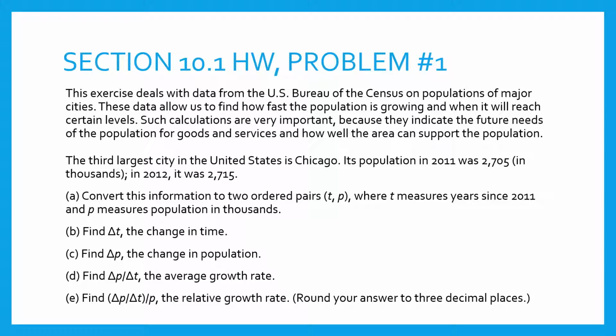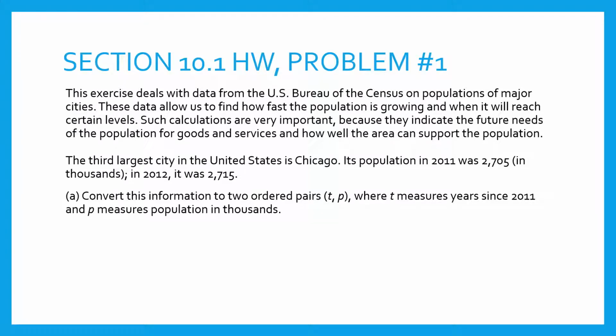Part B says, find delta T, the change in time. Part C says, find delta P, the change in population. Part D wants us to find the average growth rate, and then Part E wants us to find the relative growth rate. One thing that you can't see here, but is pretty clear in your homework, is that for Part E, they're going to want you to write your answer as a percentage. I'll remind you of that when we get to that part.